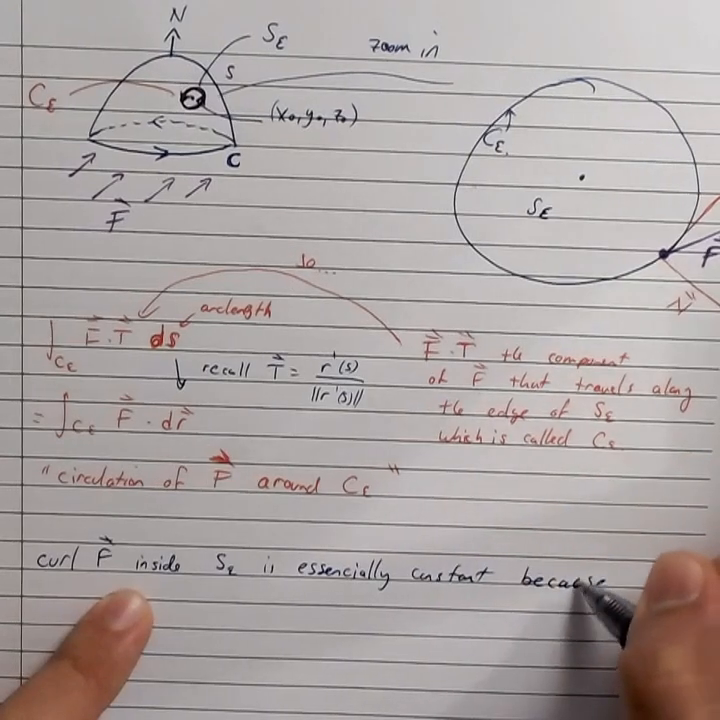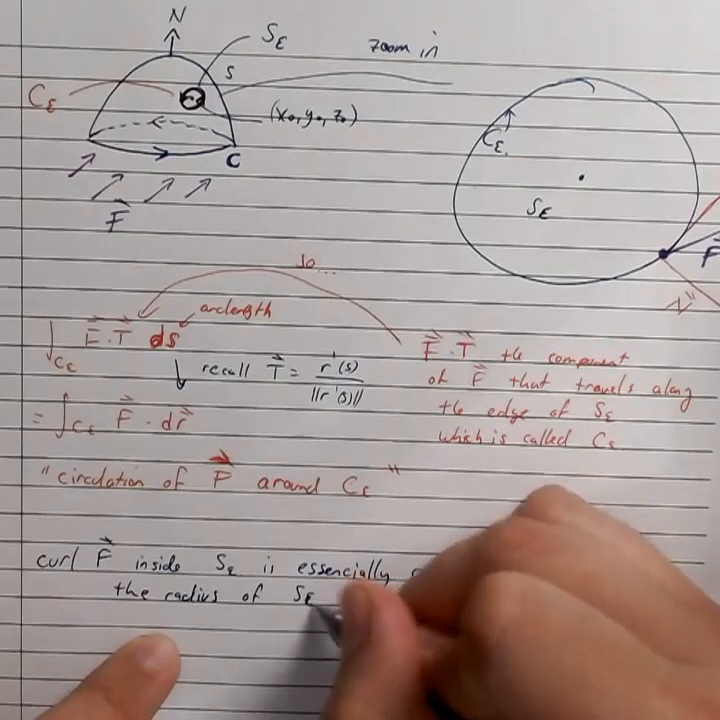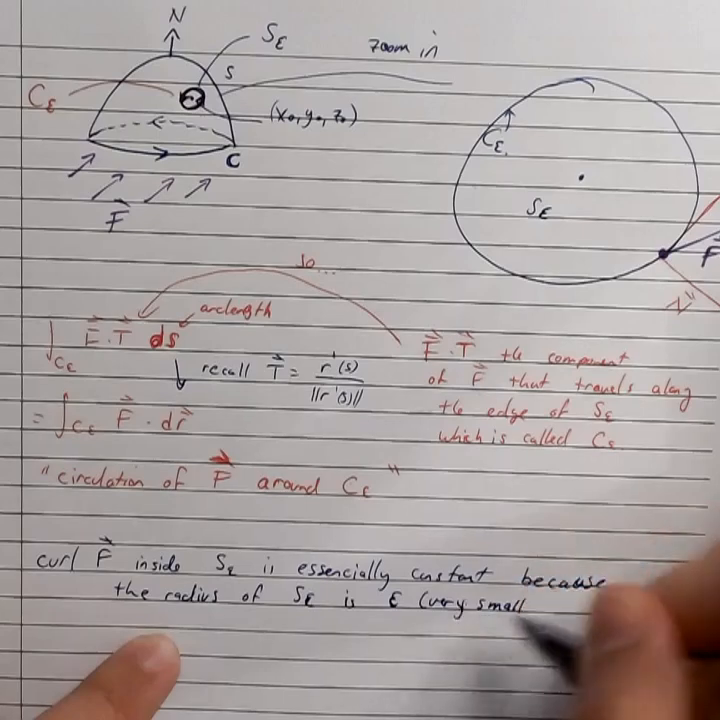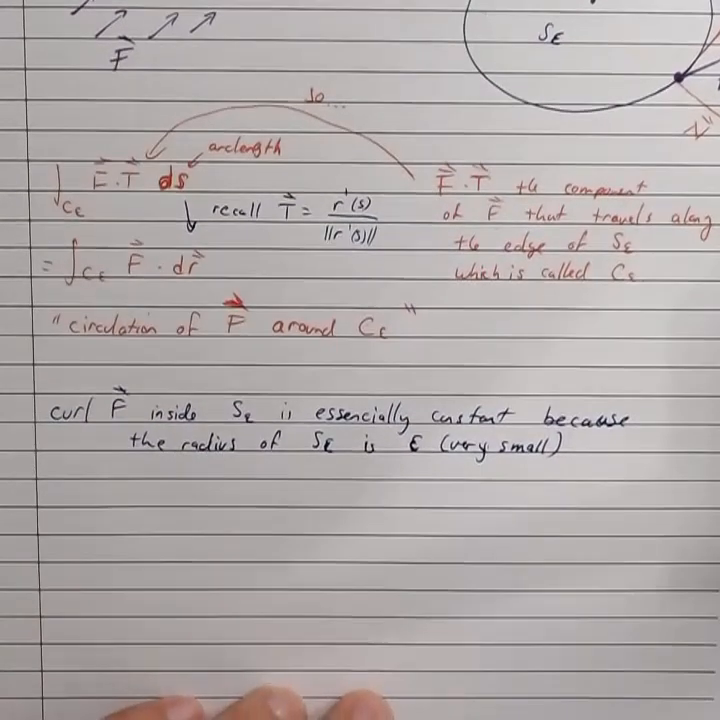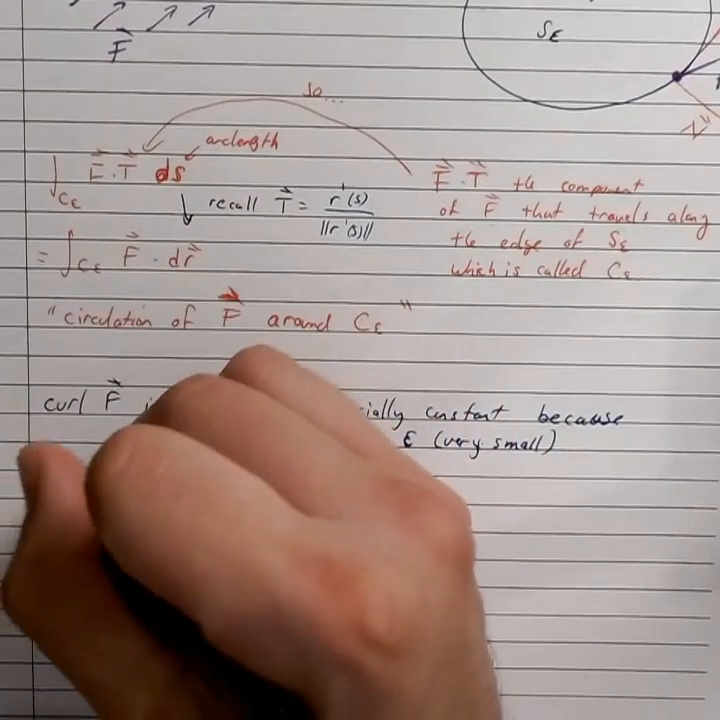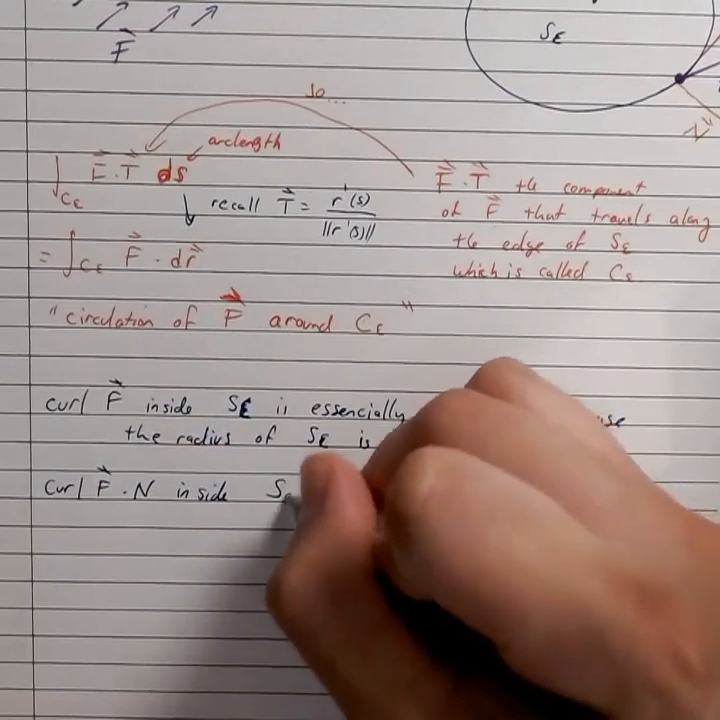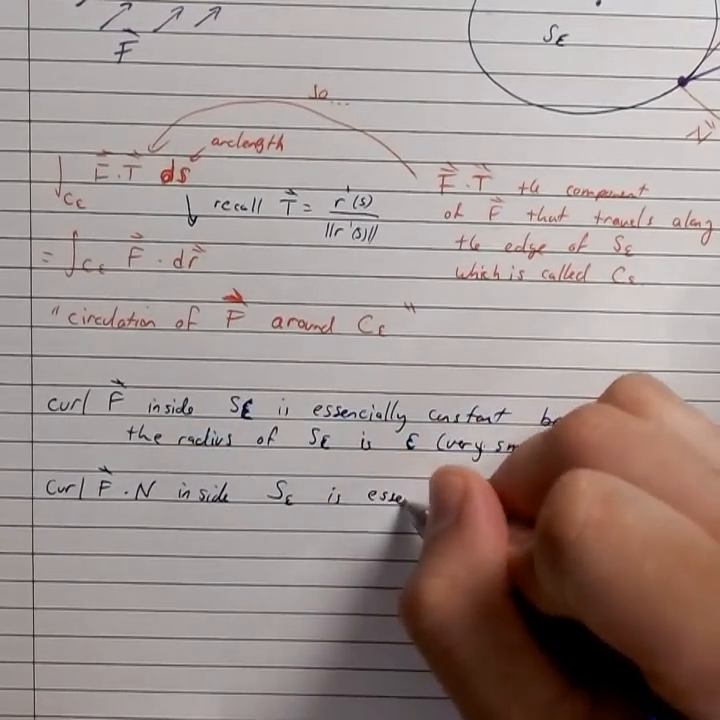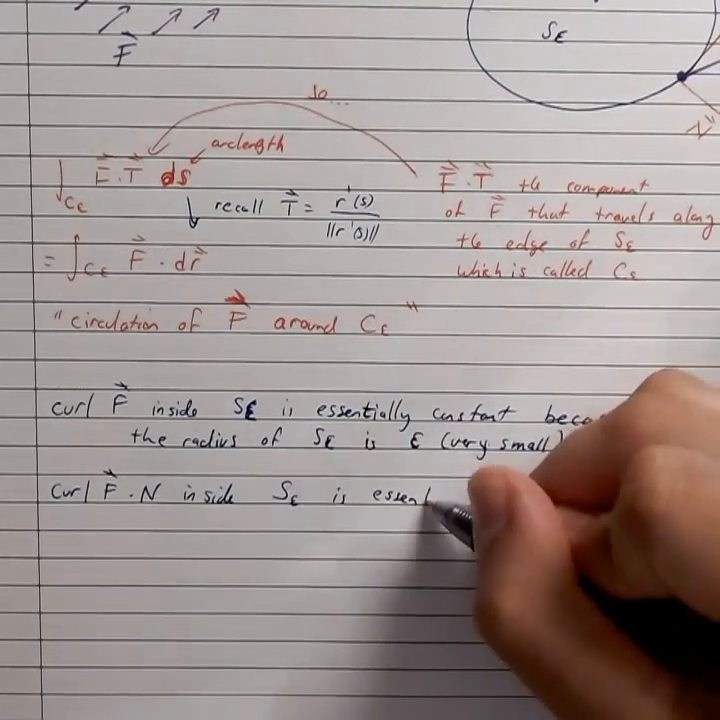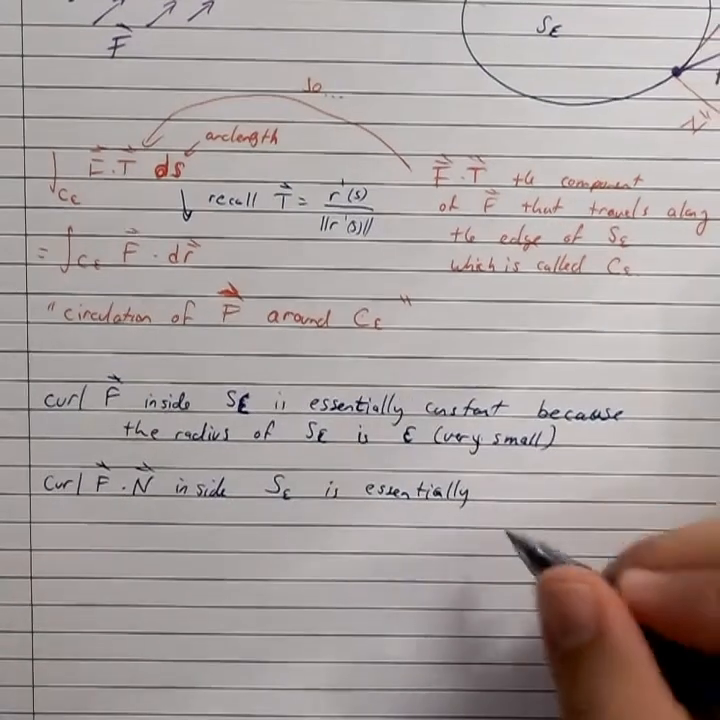Because the radius of S sub epsilon is epsilon, which is very, very small. Okay, so the curl of f is essentially a constant, the number 12, the number 5, or whatever. From this, we can get that the curl of f dot n inside of S sub epsilon is also essentially constant. Essentially. There we go. That looks a little better. Note that the curl of f dot n inside of S sub epsilon is also essentially constant.